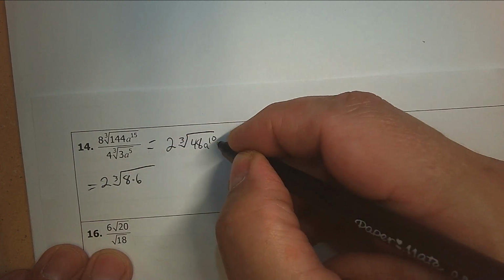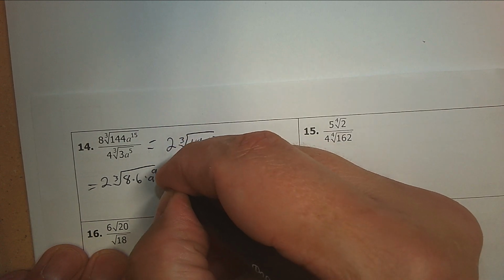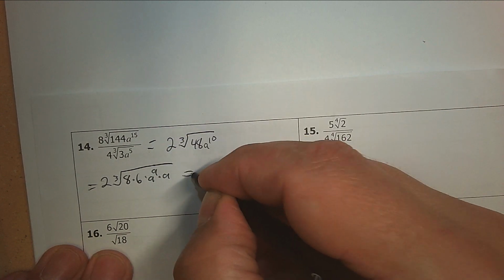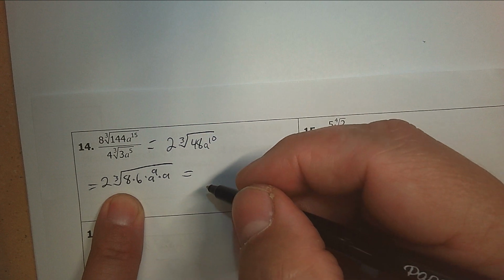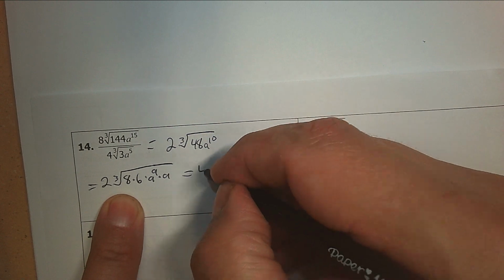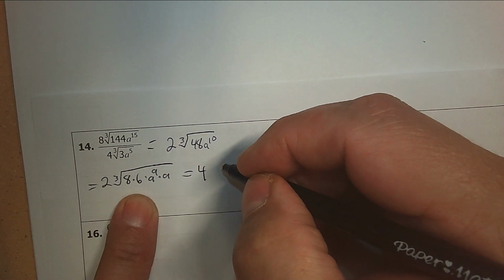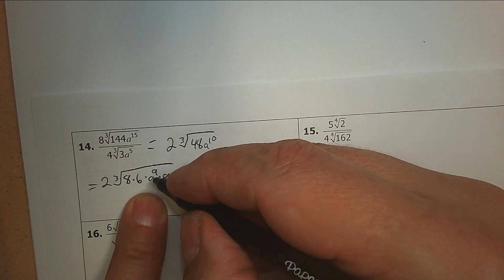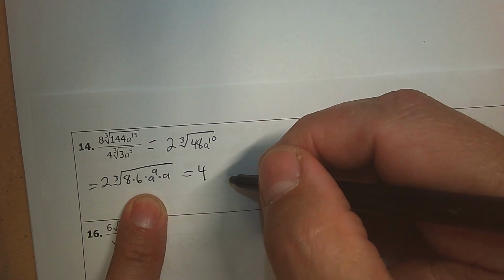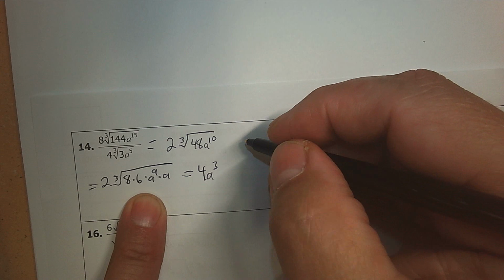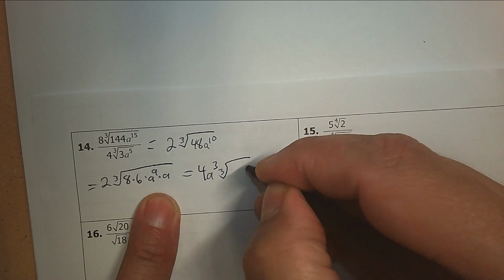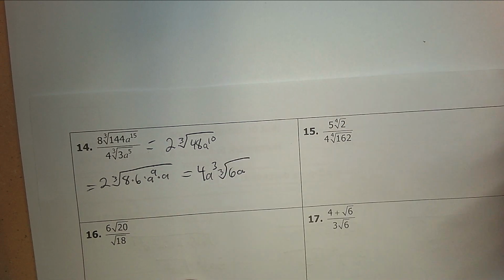And then a to the 10 I can write as a to the 9 times a. So that the cube root of 8 is 2, and times 2 in front is 4. 6 gets left behind. The cube root of a to the 9, you divide it. So 9 divided by 3 is a cubed, and a gets left behind. So what's left behind is 6 and an a.